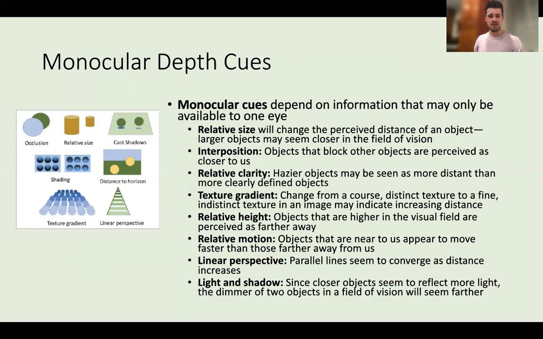So relative size, we have over to the left, and relative size will change the perceived distance of an object. Larger objects are going to seem closer in the field of vision. If you look to the left, we see relative size over here. This cylinder to the left is bigger than the cylinder to the right, so it makes it appear as if this cylinder is closer to us than this one. That's relative size. Interposition: objects that block other objects are perceived as closer to us. That is also known as occlusion, as you can see over here. A lot of these may just seem like common sense because we're just so used to using them unconsciously.